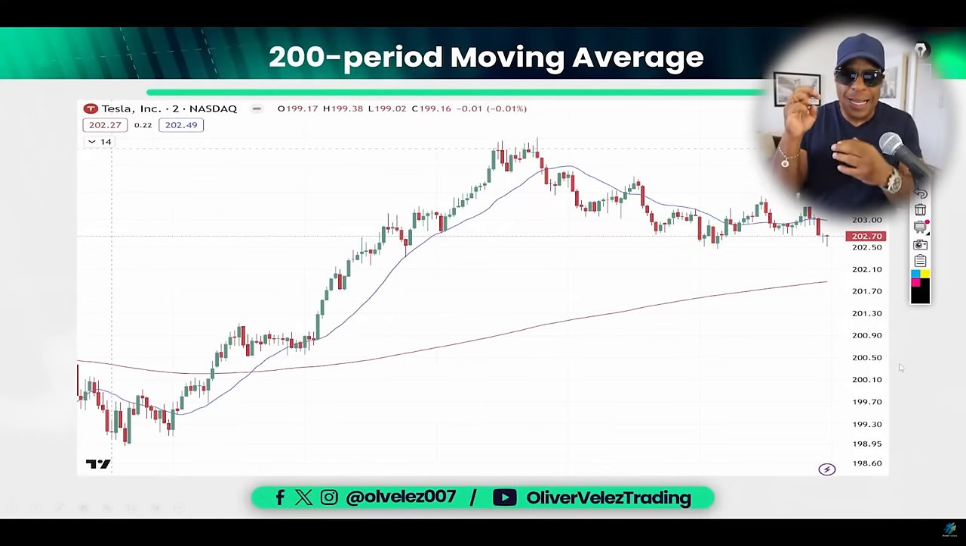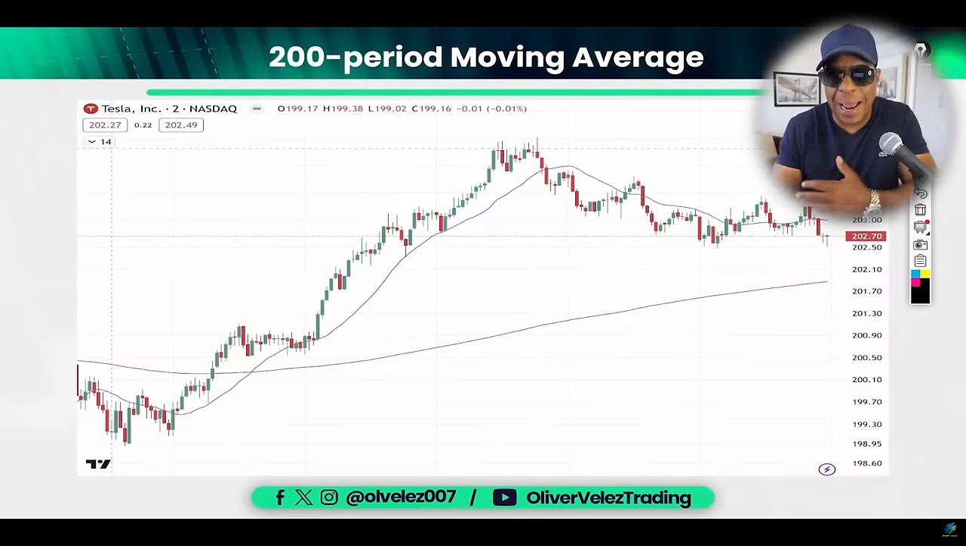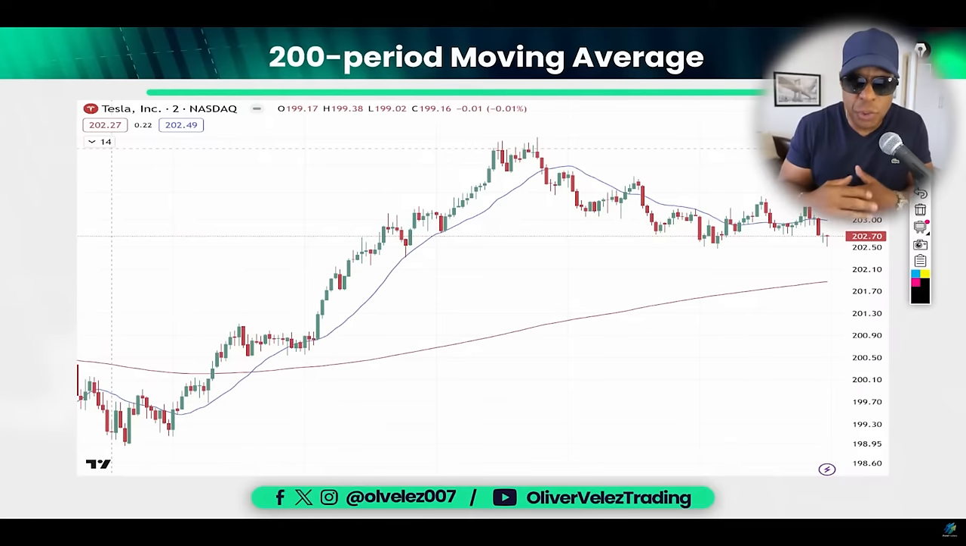Now the third tool we need is the 200 period moving average. Again, it's a simple 200 period moving average. We use the 200 period moving average in conjunction with the 20 period moving average in the form of a buddy system. It's almost like a child-parent relationship. The 20 period moving average is the shorter term one, the child. The 200 period moving average is the bigger, more significant one, the parent.